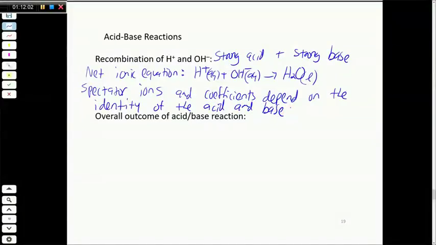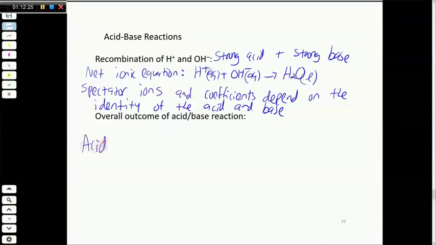Alright, so they're pretty much all going to have the same net ionic equation, especially if it's a strong acid with a strong base, is what I wrote, but the exact equation and the identity of the spectator ions can vary a little bit depending on what the acid and the base are. So when we have the full equation, if we want to write that out and consider all the spectator ions, the overall outcome of an acid-base reaction is always the same.